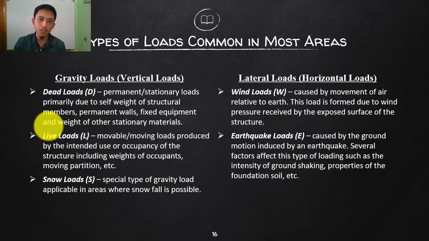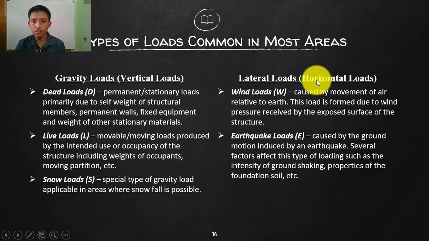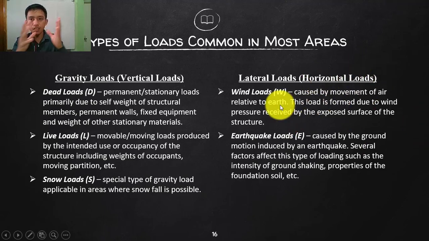Now let's proceed with the second type, horizontal loads. Those are perpendicular to the gravity loads. One is the wind load. For example, this is a building that is blown by wind. The direction of the wind is perpendicular to the vertical axis of the building.